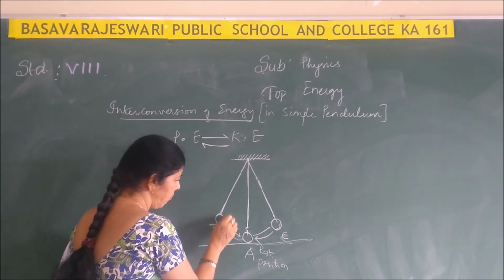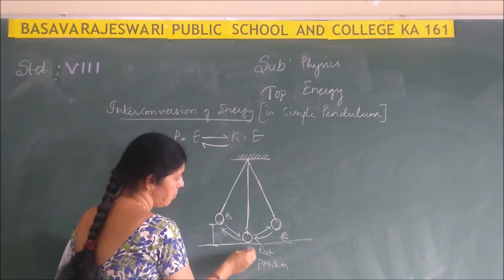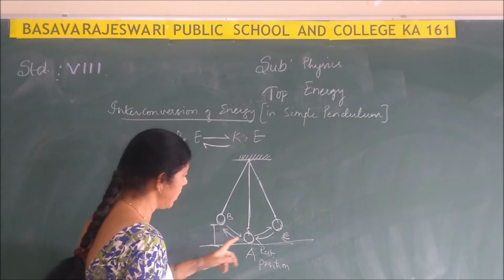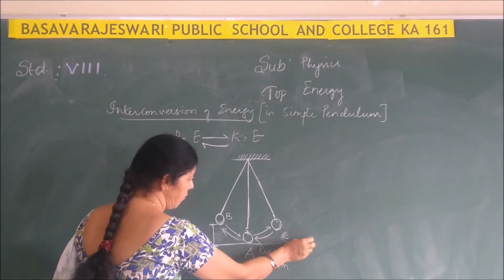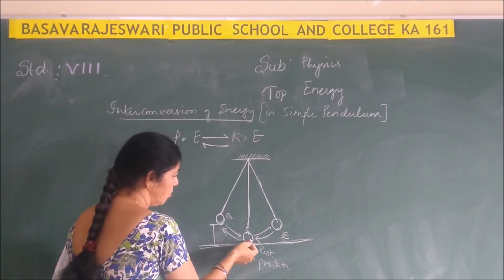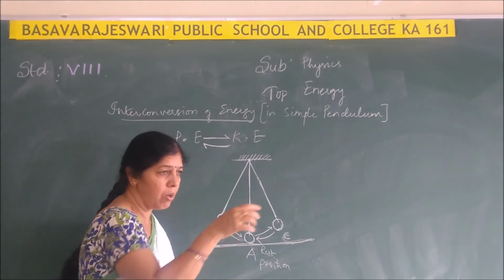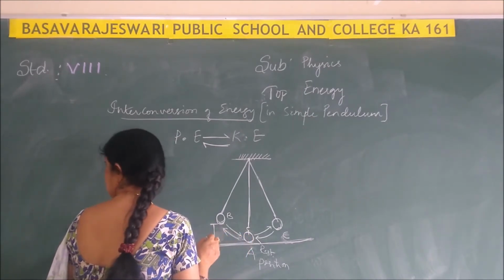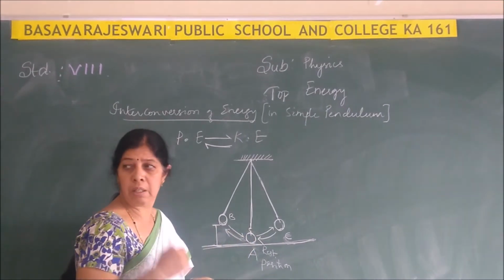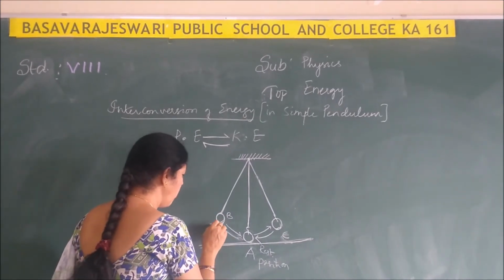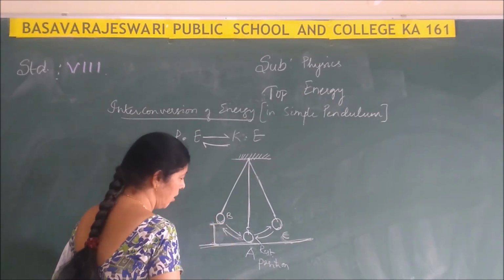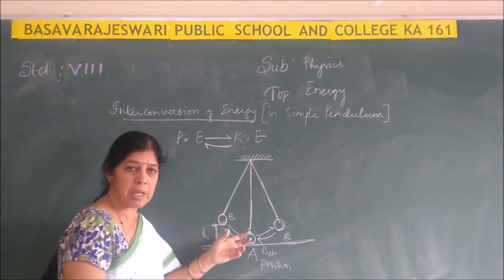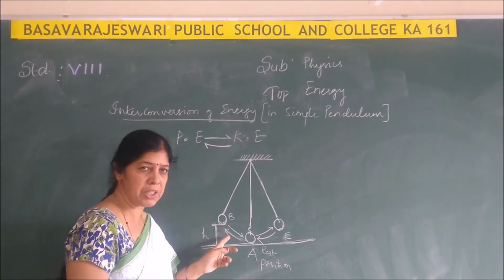Here you can observe this position A and this position B, you compare. When the bob is at rest, so this is the standard position for reference. When you move the bob towards B, hold the bob and move it towards B, then you can observe that the height of the bob increases, is it not? Here what is the height? See, this height I will just take it as h. The bob is raised to a certain height, that is h.